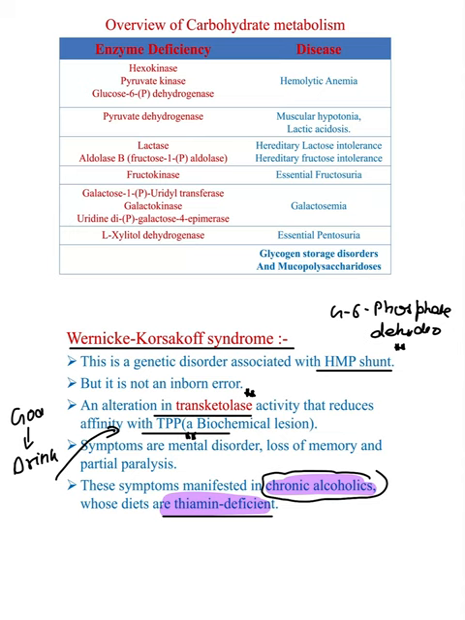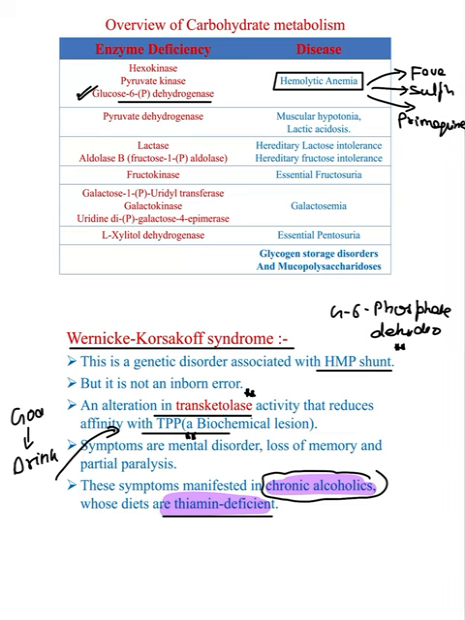Now coming on to other carbohydrate metabolism disorders. If you have a disorder in any of the glycolysis pathway enzymes, you can have hemolytic anemia. Glucose 6 phosphate dehydrogenase we have already discussed. What were the triggers? Fava beans, sulfa drugs, and primaquine, the most important. You cannot dare to forget fava beans and primaquine.